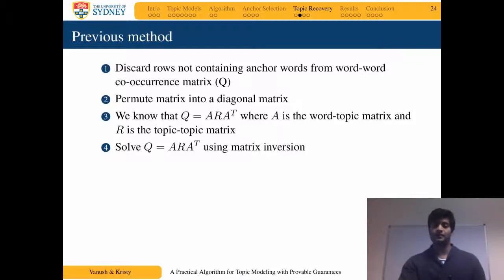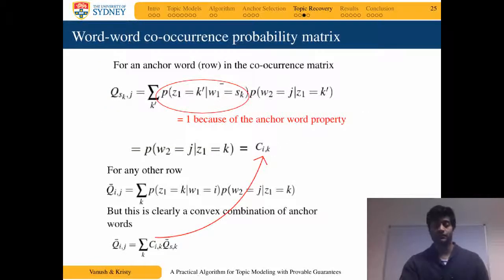This produces a diagonal matrix because by definition an anchor word has zero probability for all other words. They then formulated the relationship between the matrix Q, the word topic matrix A, and the topic matrix R. This equation was solved using matrix inversion. The new method uses a variation on the word-word co-occurrence matrix Q. It normalizes it into the probability of each word co-occurring. Here, the variable W represents a word and the variable Z represents the topic. For an anchor word, this first probability is 1 because the probability is 0 for all other words by definition.